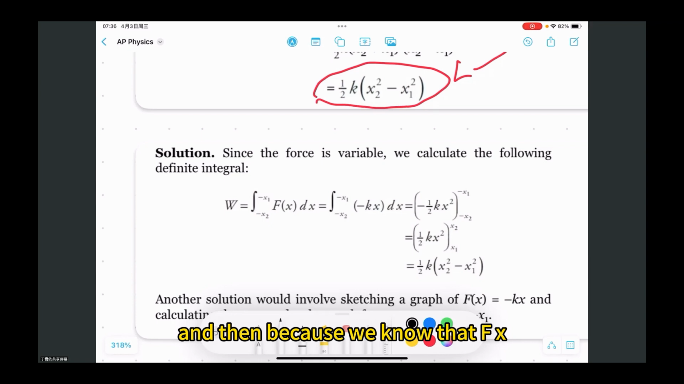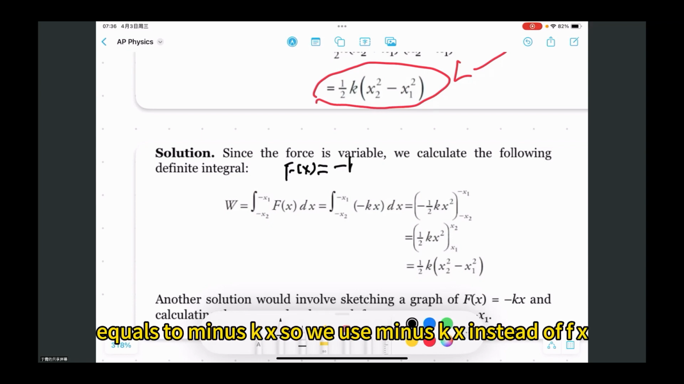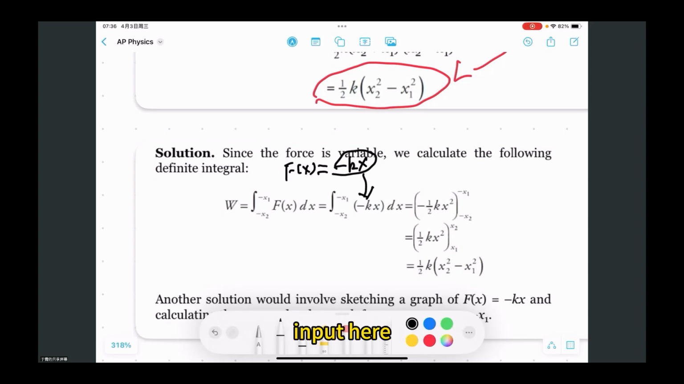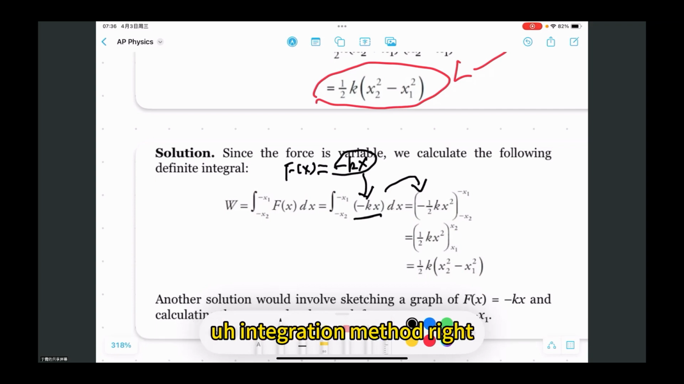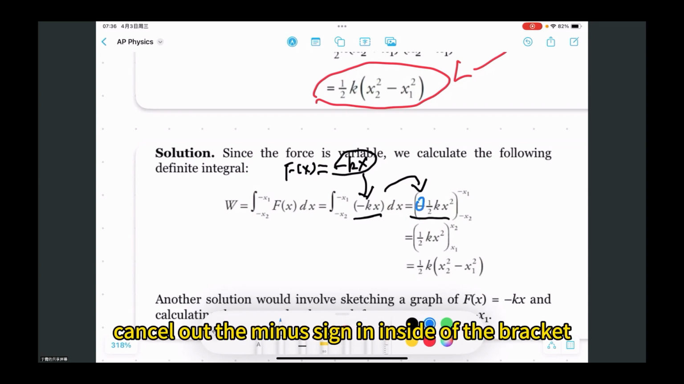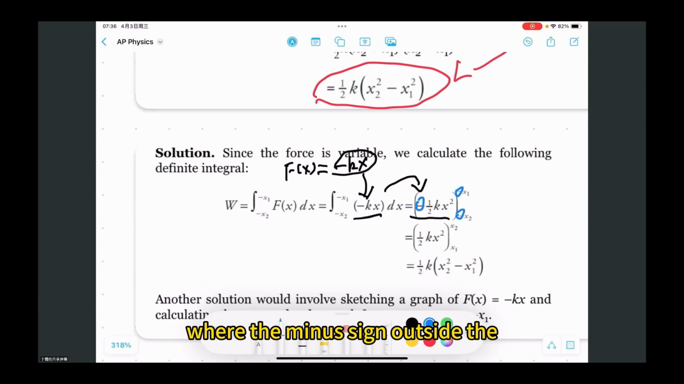And then because we know that Fx equals minus kx, we use minus kx instead of Fx here. And from this step to this step is a very typical integration method, right? And it is not hard to get this result. And finally, we cancel out the minus sign inside the bracket with the minus sign outside the bracket as lower and upper bound, and then simplify in this form and finally get the solution.